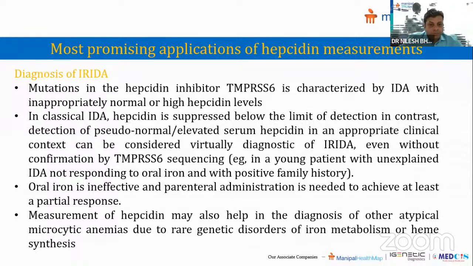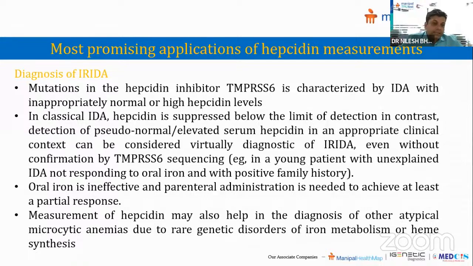Because of that, oral iron therapy is not useful in this particular patient. Patients do not respond to oral iron therapy, and the only option left is parenteral iron therapy. So in that way, we can decide the line of treatment in this patient by just estimating the levels of hepcidin. In classical iron deficiency anemia, the hepcidin level is suppressed, up to below the limit of detection.